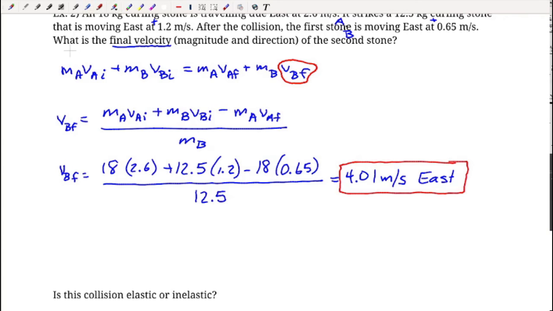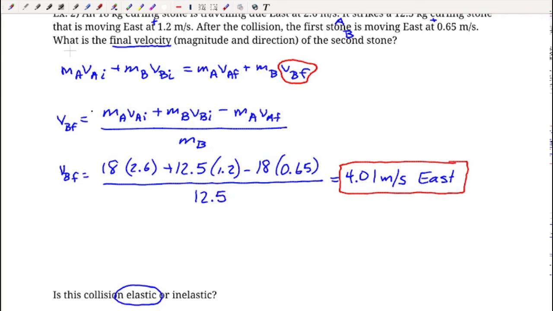So the first stone is moving at the end at 0.65 meters per second east. The other stone is moving at a different velocity. Since the velocities are not the same, I'm looking at an elastic collision. They bounced. In order for it to be inelastic, they have to have the same final velocity.